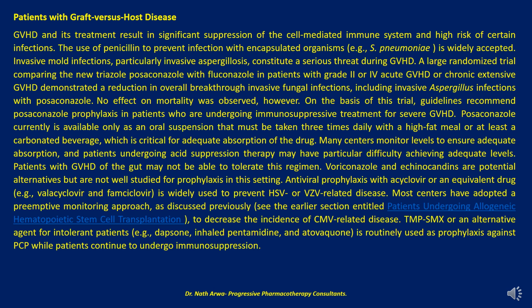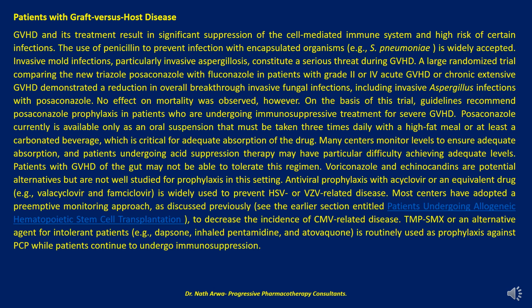Posaconazole currently is available only as an oral suspension that must be taken 3 times daily with a high-fat meal or at least a carbonated beverage, which is critical for adequate absorption of the drug. Many centers monitor levels to ensure adequate absorption, and patients undergoing acid suppression therapy may have particular difficulty achieving adequate levels. Patients with graft versus host disease of the gut may not be able to tolerate this regimen. Voriconazole and echinocandins are potential alternatives, but are not well studied for prophylaxis in this setting.